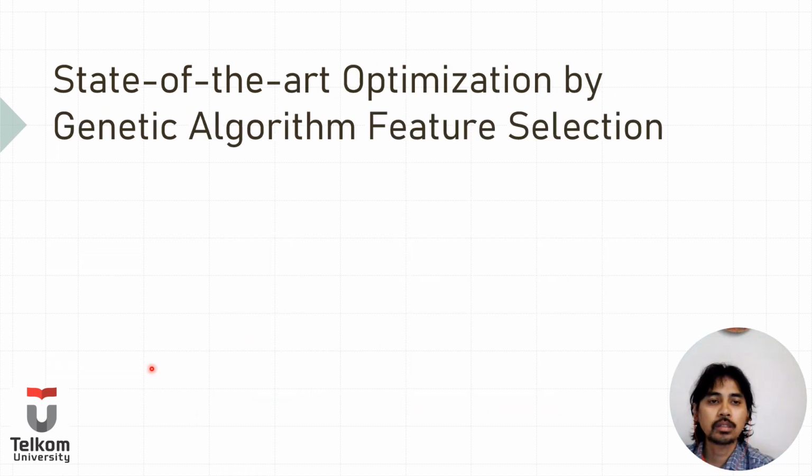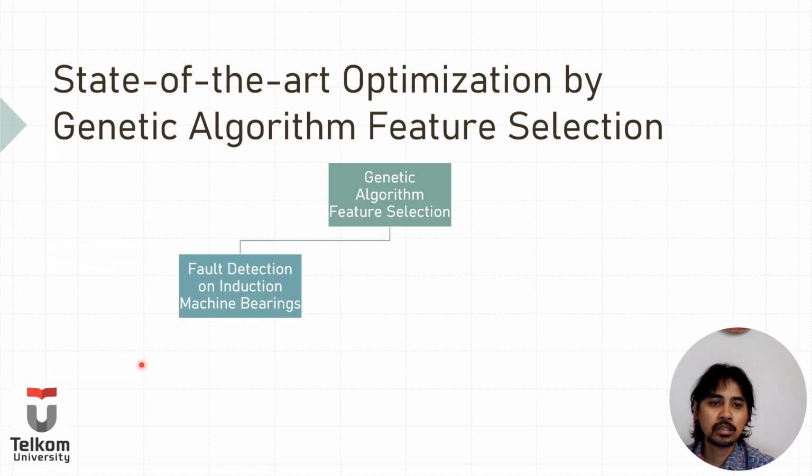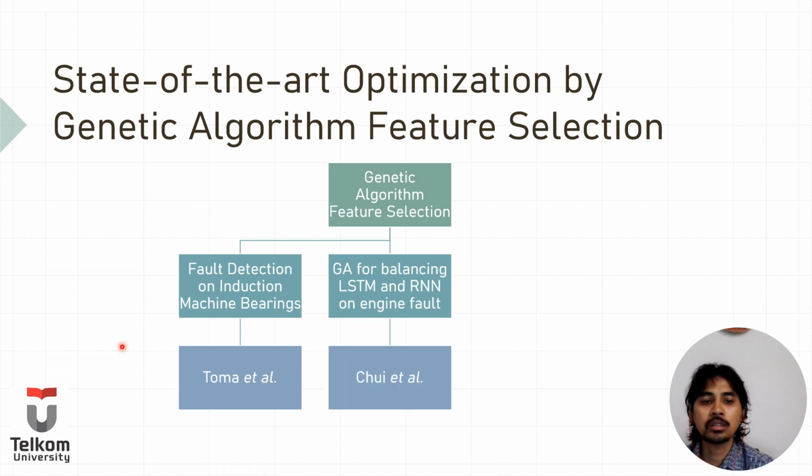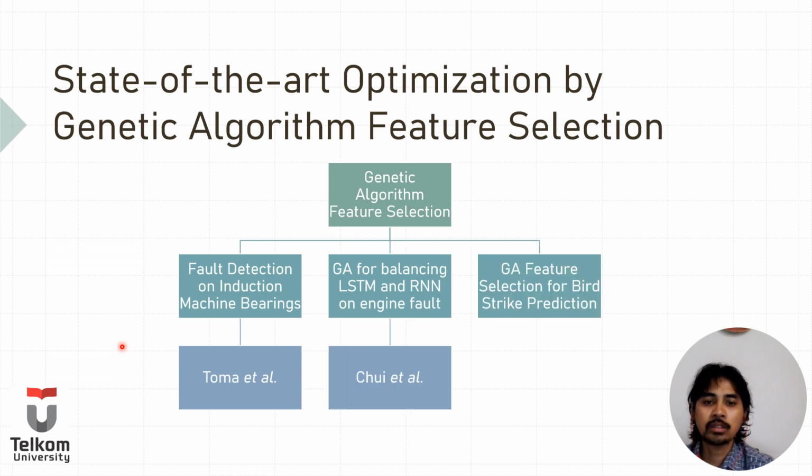We also studied the state-of-the-art optimization by genetic algorithm feature selection around engine failures. First of all, there is the fault detection on induction machine bearings. This used genetic algorithm feature selection and was done by Thomas et al. And there was a genetic algorithm for balancing long short-term memory, or LSTM, and recurrent neural network, or RNN, on engine fault, and this was done by Chui et al. However, for genetic algorithm feature selection for bird strike prediction on airplane failure, this is still a research opportunity.